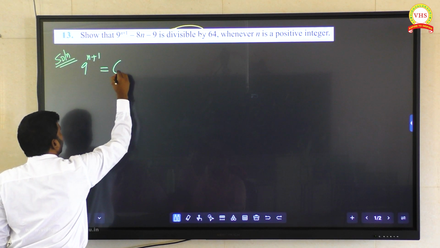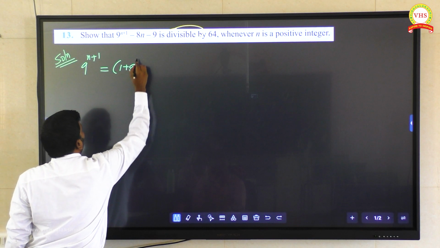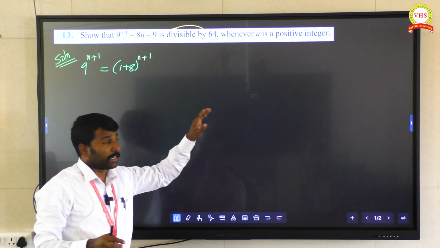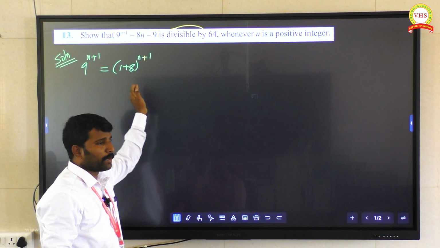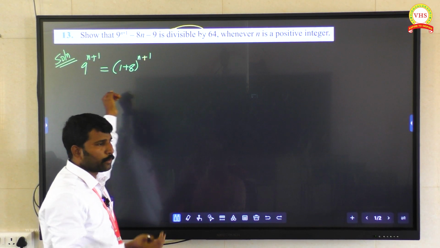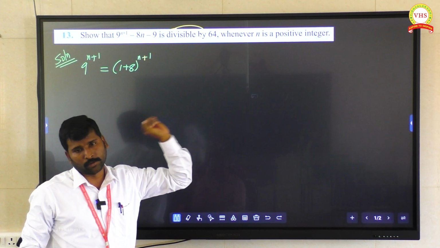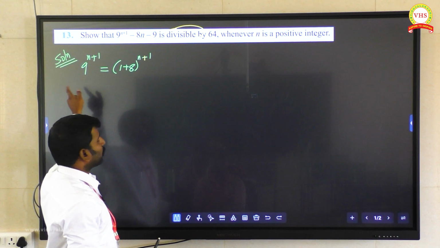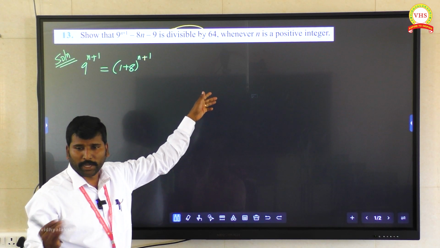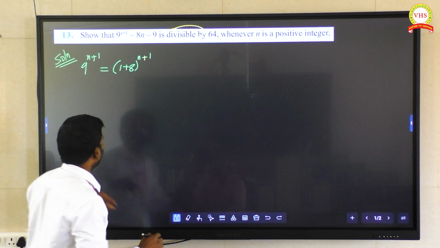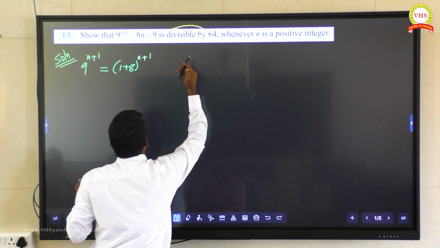The 9 we can write as 1 plus 8 whole power n plus 1, or even 8 plus 1 also you can write. If you are going with 8 plus 1, you will be getting the descending format, which means whatever you need, you will be getting in the last terms, so the last 3 terms you have to find. If you are going with 1 plus 8, whatever you need, you will be getting in the first 3 terms itself. So not a problem, you will be getting it in both ways. Here I am going to use that formula.